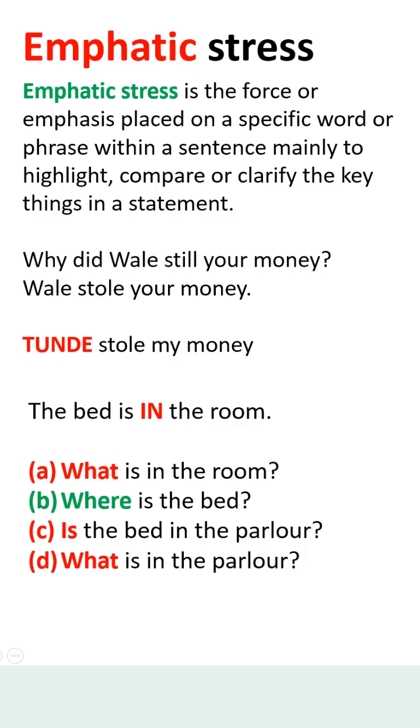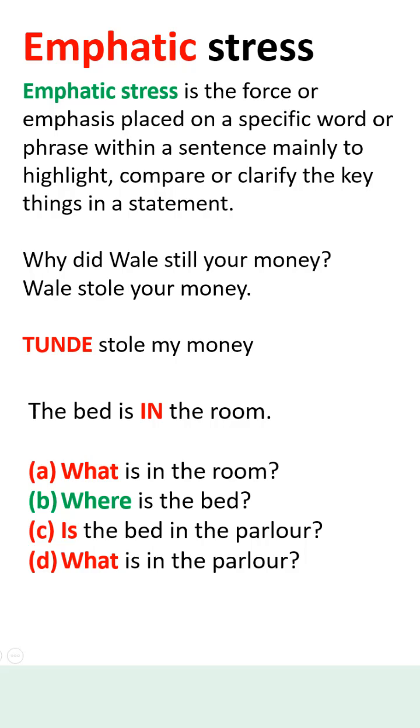Option C, is the bed in the parlor? It emphasizes where. It indicates the location of the bed but left nothing to clarify. And option D, what is in the parlor? It emphasizes what. It indicates the thing, the bed that is in the room. The correct option is B, but why not C?